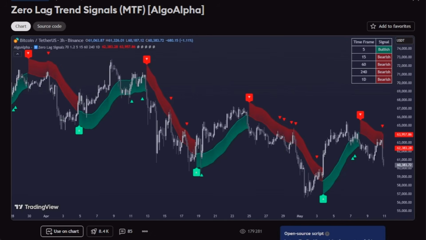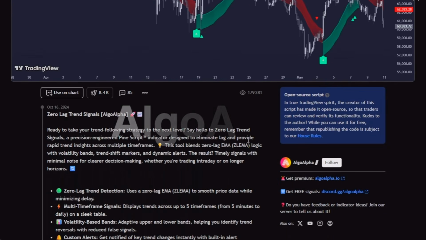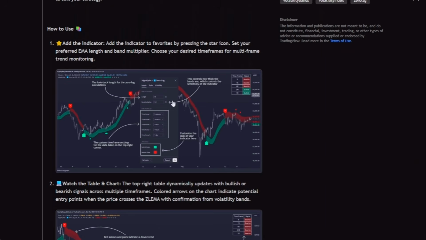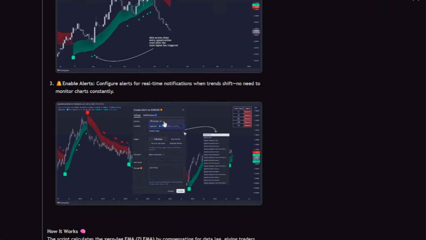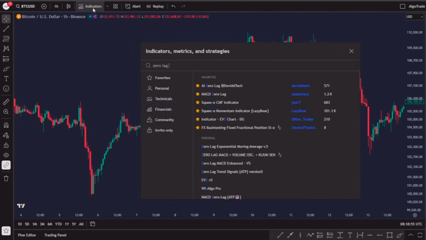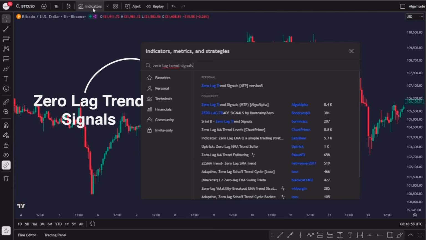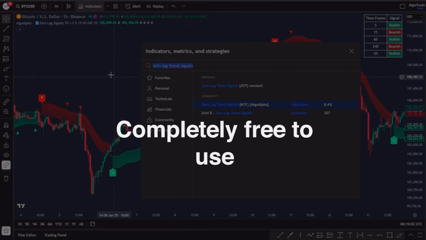So, this new tool is called the Zero Lag Trend Signals, created by Algo Alpha on TradingView, one of the top PineScript developers focused on trend following systems. On TradingView, just open the Indicators tab, type Zero Lag Trend Signals and select this one. It's completely free to use.